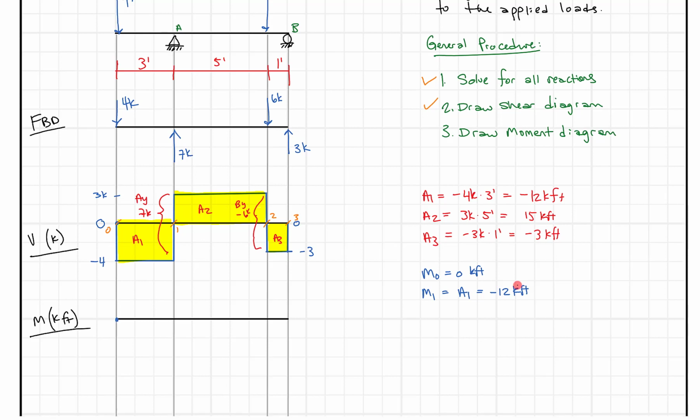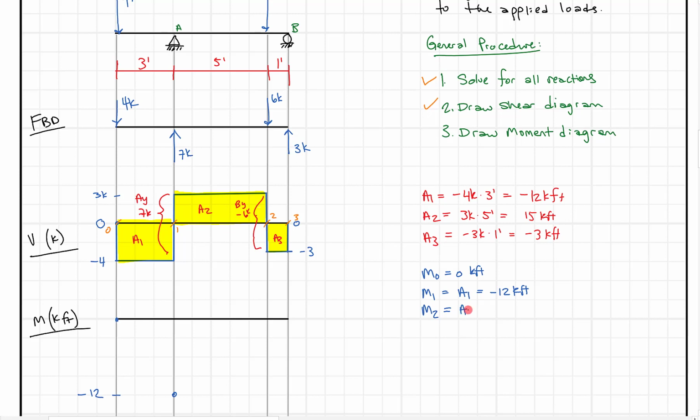Okay, so we can come down and plot that. I'll plot it so that every block here is 3 kip feet. So if I come down here, I'm at minus 12, and I already have my units over here, so I don't need to write the units again. Then let's look at the moment at point 2. Again, we're adding up all the area from left to right, from 0 all the way up to 2. So what's this going to equal?